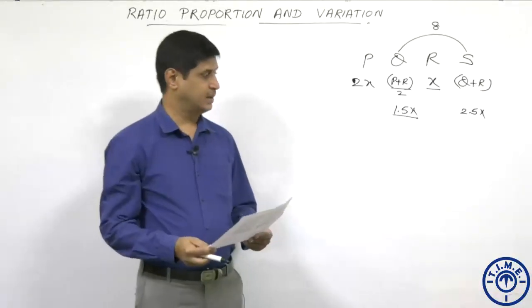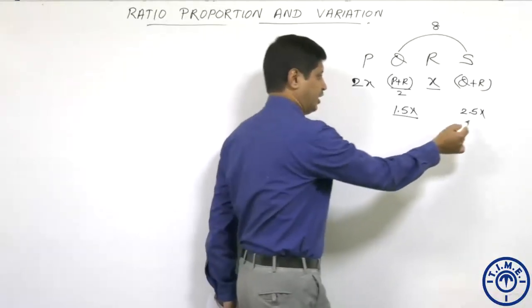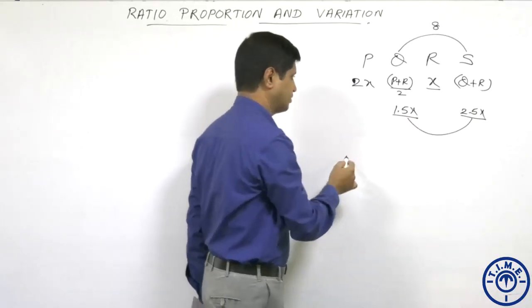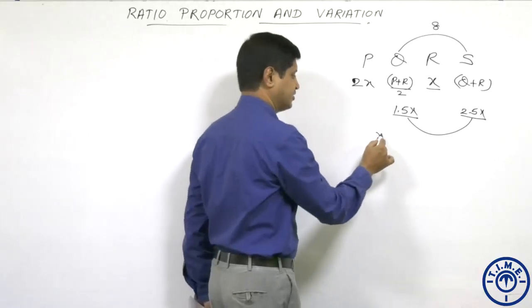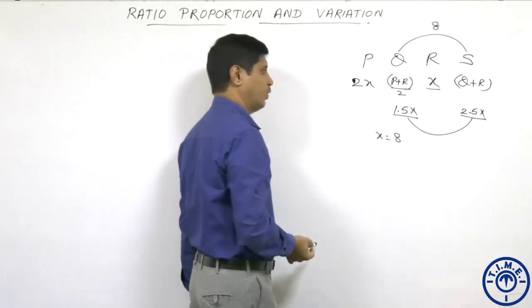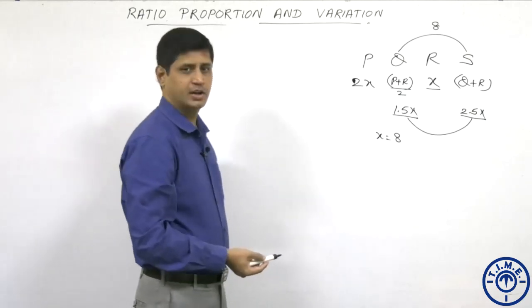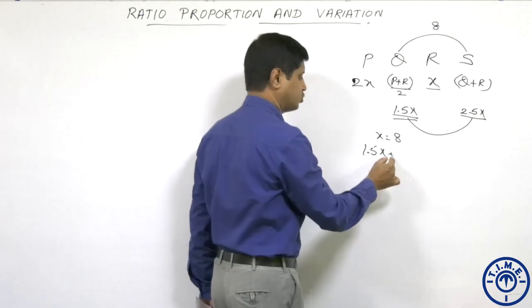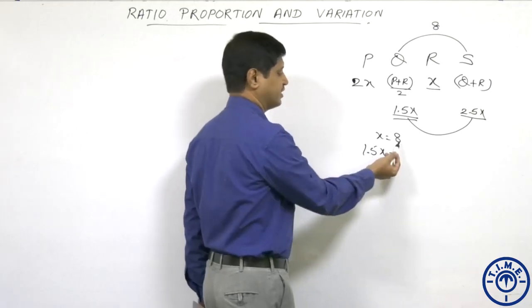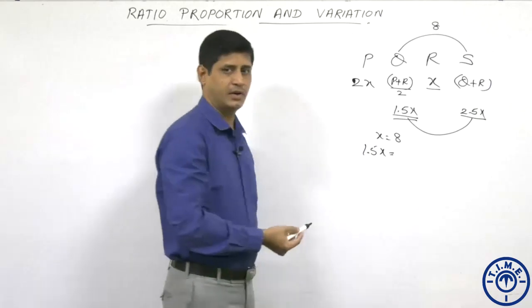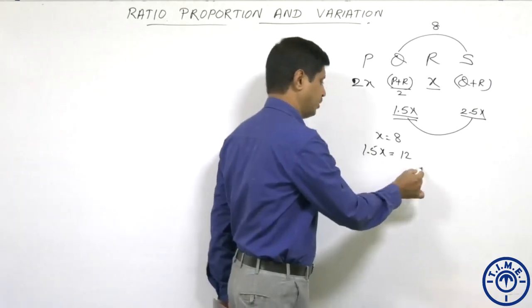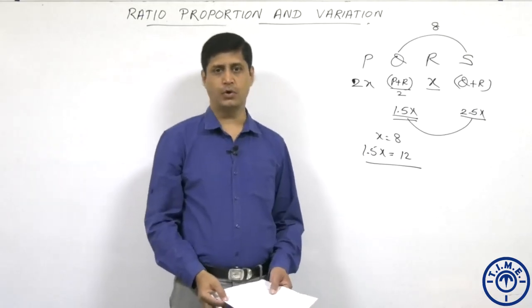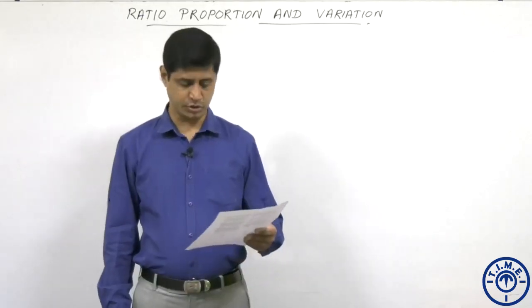Now, S is equal to Q plus 8. The number of chocolates with S and Q is given, and the difference of these two is equal to x, so x is equal to 8. Now, what to find? The number of chocolates Q got. That is 1.5x, and when x is equal to 8, the product of 1.5 and 8 is 12. The number of chocolates with Q is 12, option number 4. Now, look at the next question.